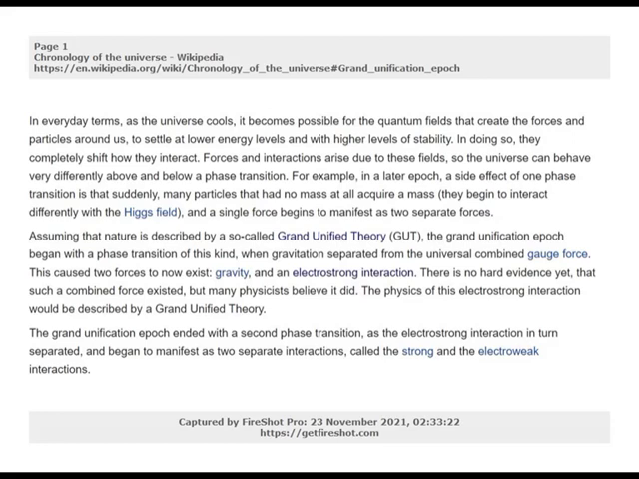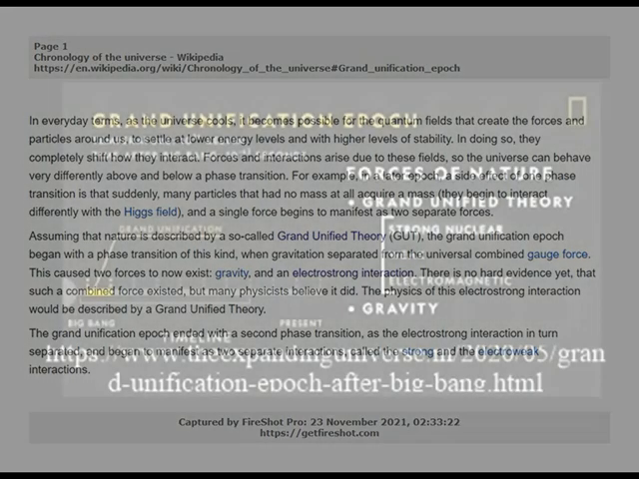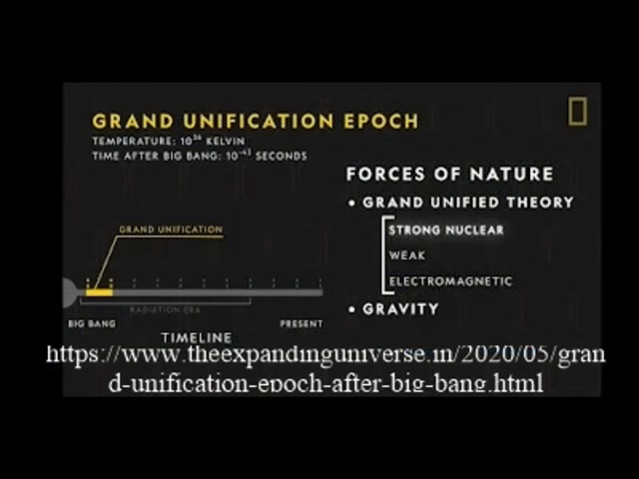Forces and interactions arise due to these fields, so the universe can behave very differently above and below a phase transition. Assuming that nature is described by a so-called grand unified theory, the Grand Unification Epoch began with a phase transition of this kind, when gravitation separated from the universal combined gauge force. This caused two forces to now exist, gravity and an electrostrong interaction. There is no hard evidence yet that such a combined force existed, but many physicists believe it did. The physics of this electrostrong interaction would be described by the Grand Unified Theory.